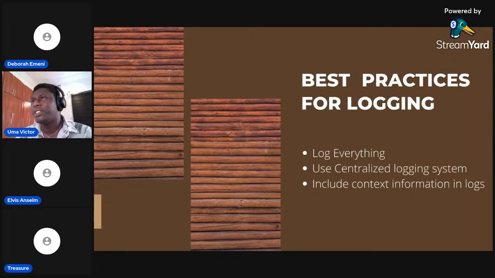Another best practice is monitoring your logs in real time. Monitoring logs in real time can help to identify issues as they occur and can enable teams to respond quickly to these problems. This can be done using log streaming tools, which can transmit log data in real time to a centralized location for analysis and monitoring. That is it for logging.